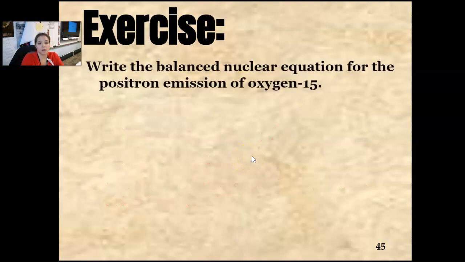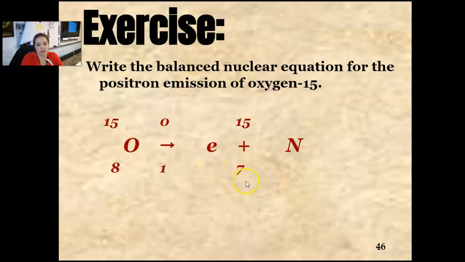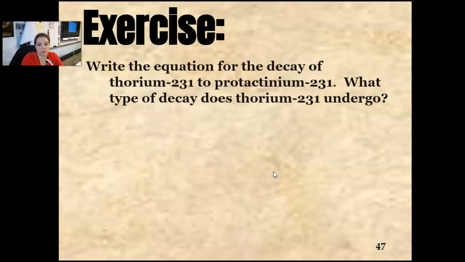Okay. Let's look for oxygen 15, a positron. So we have my oxygen 15, oxygen is 8. I put the reaction sign, and I'm going to have a positron, which is a positive 1. So 0, positive 1, e. On this side, I need plus. So 1 plus this number, 7, equals 8. 7 is nitrogen. 15 stays the same across the top.